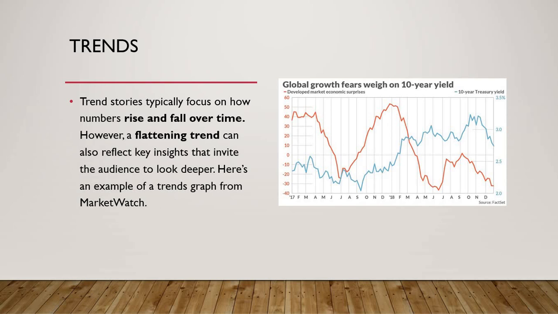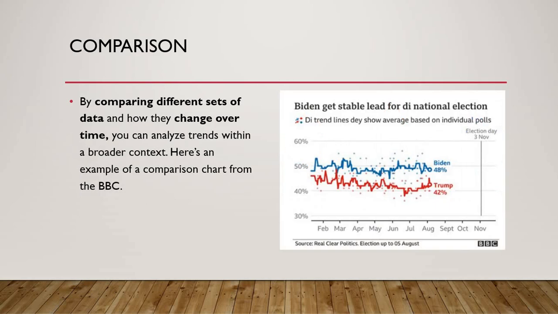So, trend stories typically focus on how numbers rise and fall over time. So, kalau you ada data tentang yang trend ni, kita biasanya fokus pada naik turun dia lah. Okay, flattening trend dia can also reflect key insight that invite the audience to look deeper. Okay, ni example dari market watch. Kemudian second one, comparison. When you have two different set of data and how they change over time. You can analyze trend also within a broader context. Yang ni example of comparison chart from BBC.